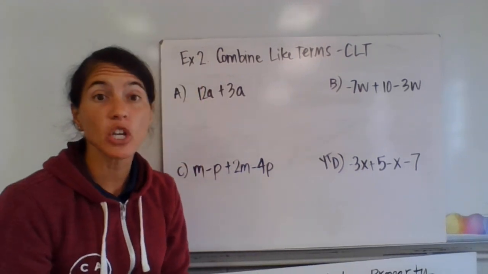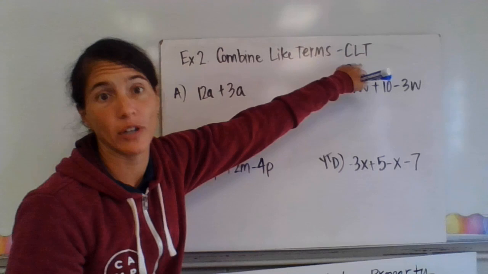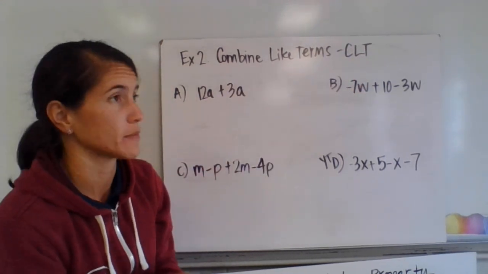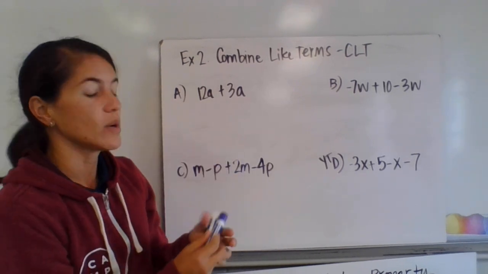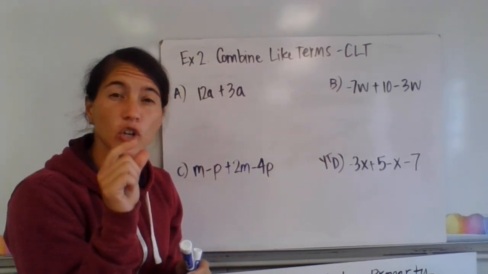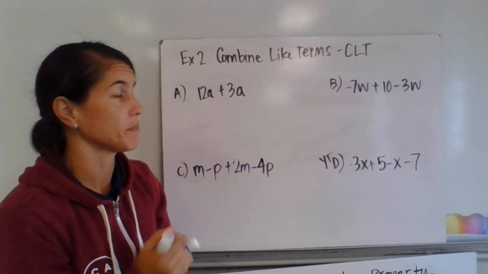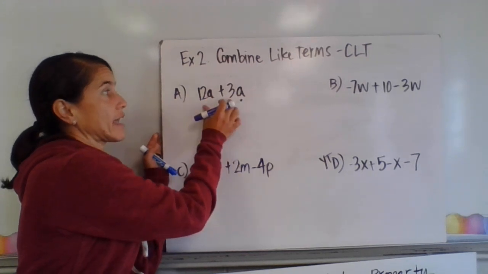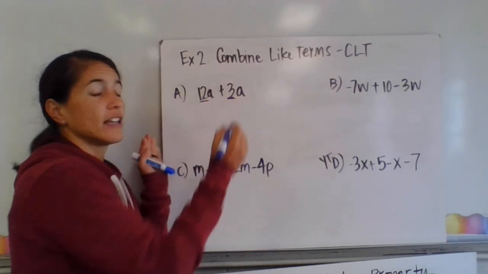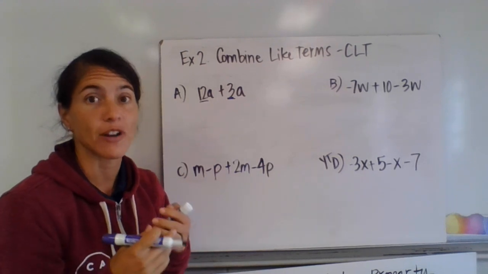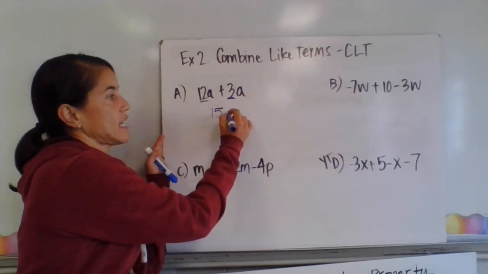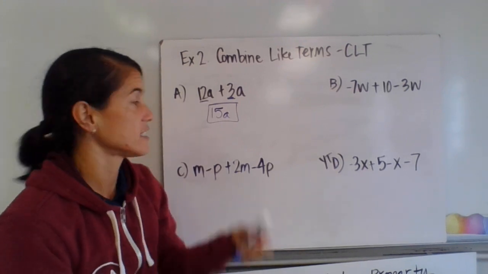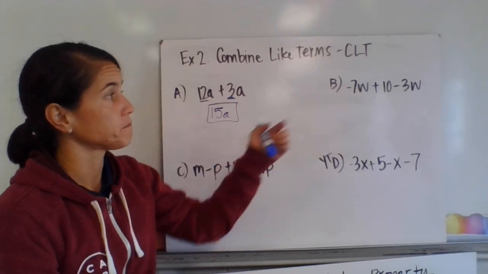Right? So example 2, just some practicing combining like terms. I abbreviate combining like terms CLT. Maybe you've heard collecting like terms. I like combining them. So again, you have to have the same identical variable, even their exponents have to be the same. So in example A, I have 12a plus 3a. The a's are the exact same, so I can combine them, and I'm just going to add the coefficients. When you combine like terms, you're adding the coefficients, so I get 15a. Now my a stays the same, it doesn't change, and I just add my coefficients.